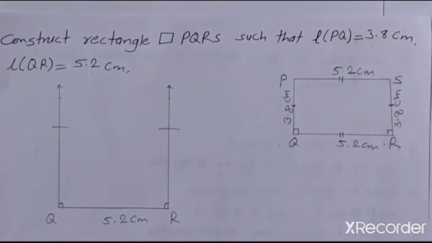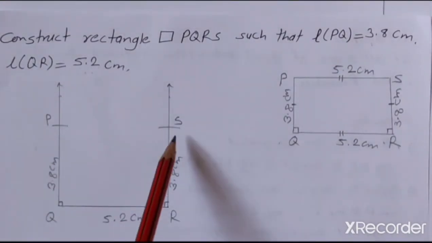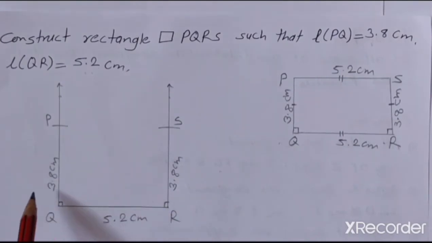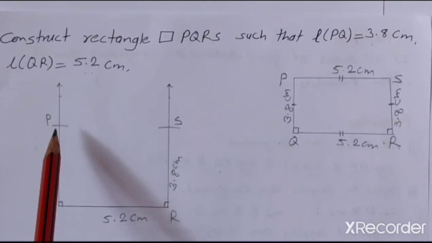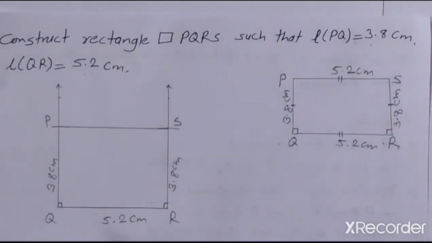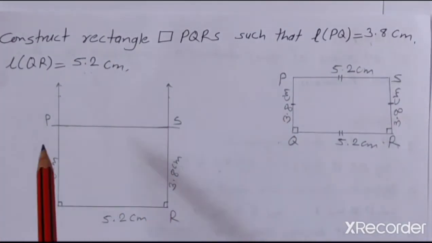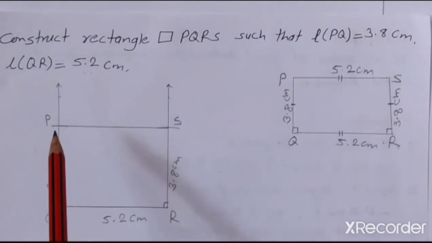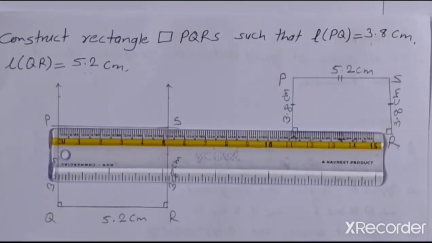So these are the two points P and S, which are 3.8 centimeter from points Q and R. Now connect points P and S with each other. After connecting, we will get this quadrilateral, that is rectangle PQRS. We can measure its segment PS, which has to be 5.2 centimeter. So here we can see the length of PS is equal to 5.2 centimeter.